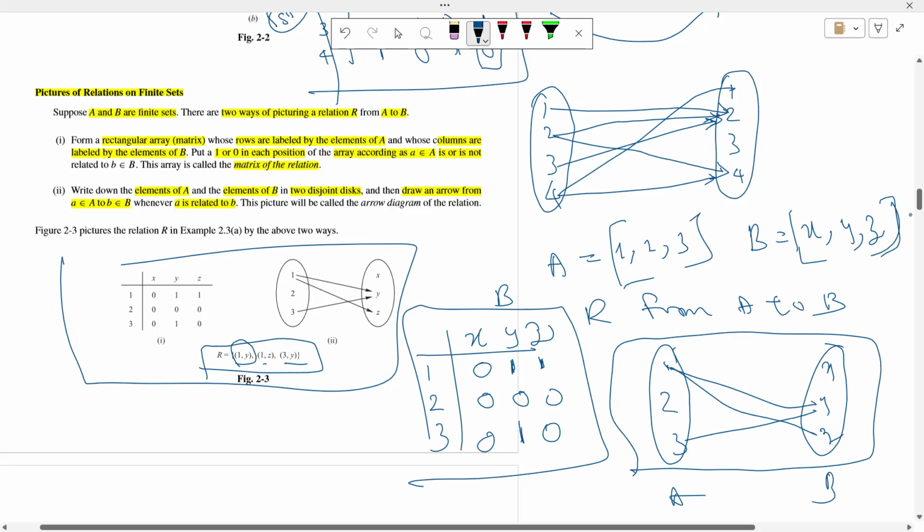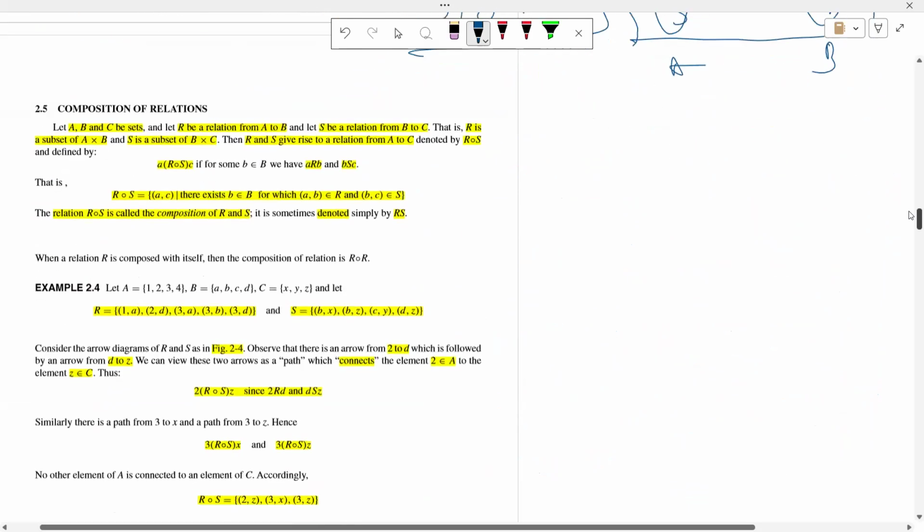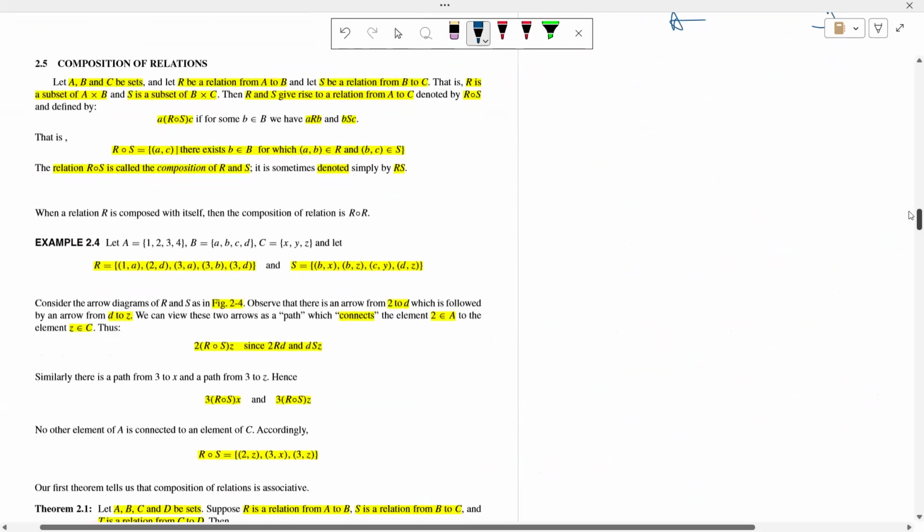This is not a function actually. It is a functional type of representation, not exactly a function. That is a relation, no? So for relations, we use these different types of pictorial representation. Okay, the next thing, give me another 20 minutes, I will try to finish.